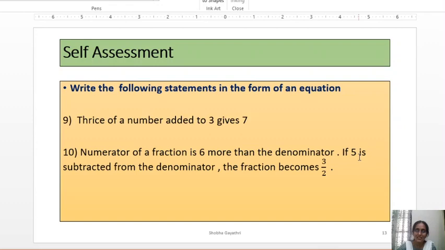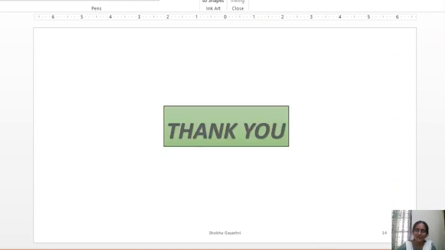But one more condition is given about the denominator to get the equation: 5 is subtracted from the denominator. So your denominator x, 5 should be subtracted, so the denominator will become x minus 5. The fraction becomes 3 by 2. The numerator is 6 plus x when the denominator is x minus 5, then it is equal to 3 by 2. Like that, find out the answer. Write the equation for the self-assessment questions.